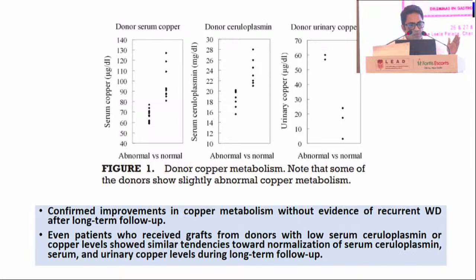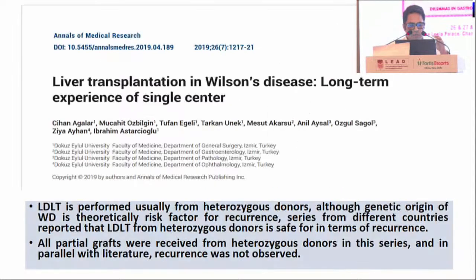So abnormal donors, heterozygotes with abnormal metabolism, might have higher serum copper, lower serum ceruloplasmin, and higher urinary copper. So these borderline changes can be seen in heterozygote donors too, but they don't affect the long-term outcome. So these are not clinically important or relevant variations. Again, this is another study which highlights the same thing, that heterozygote donors, even if there are small changes in copper metabolism or decrease in ceruloplasmin, are okay to accept as donors.